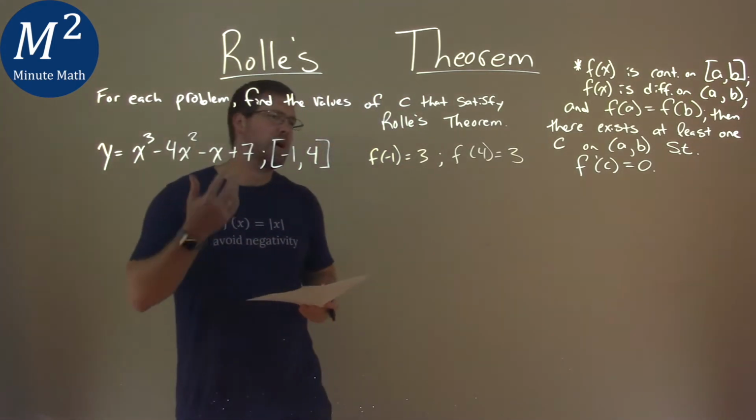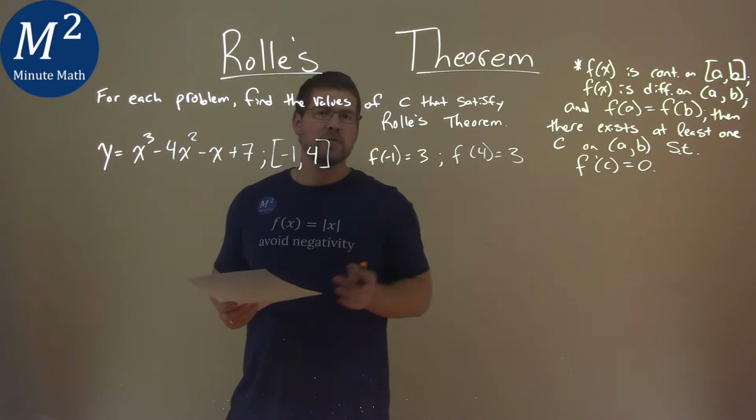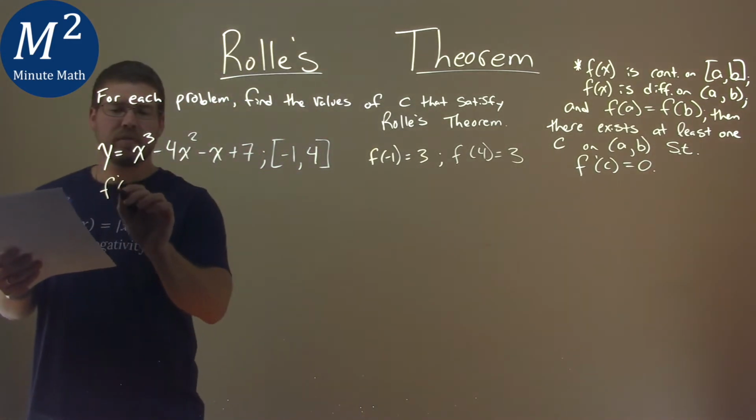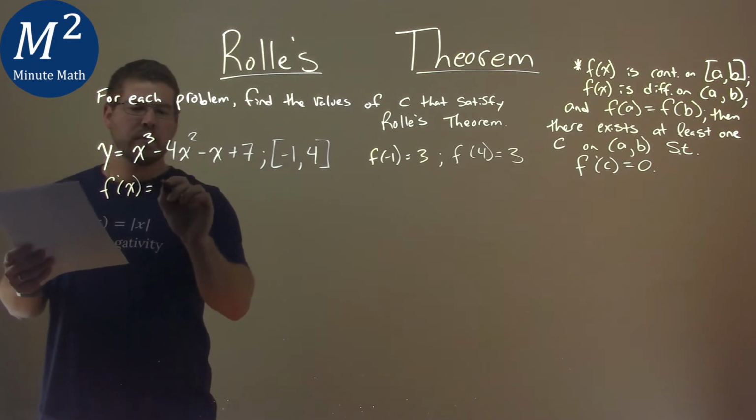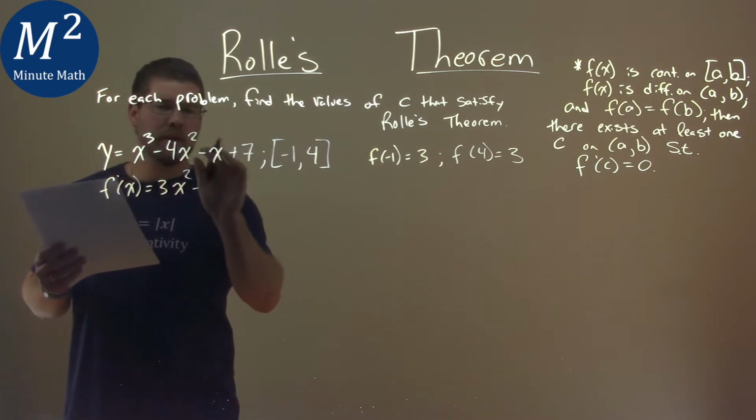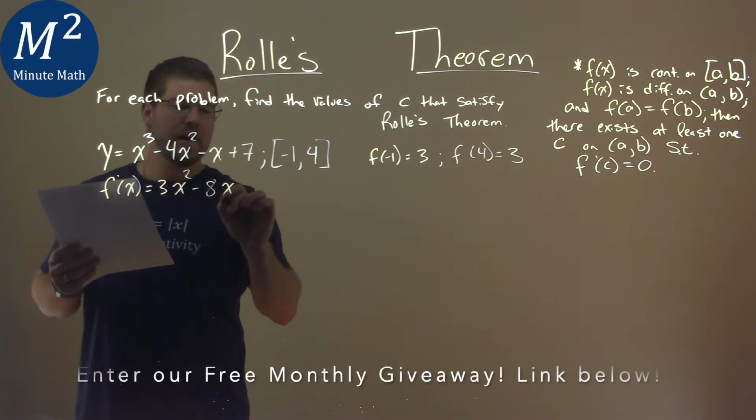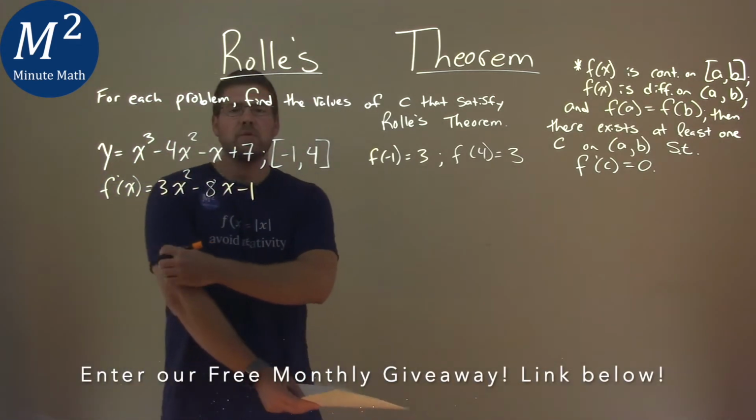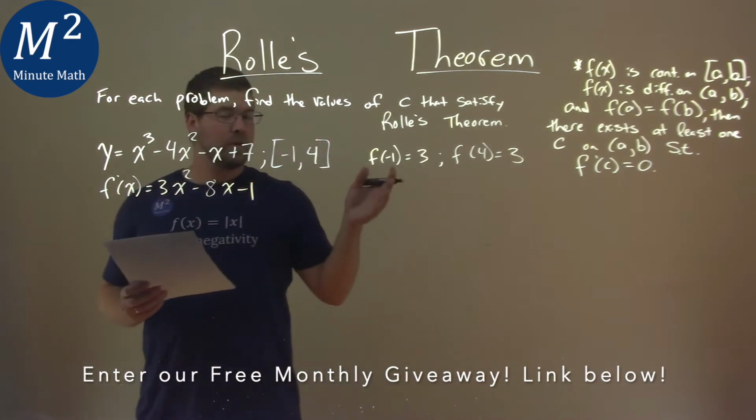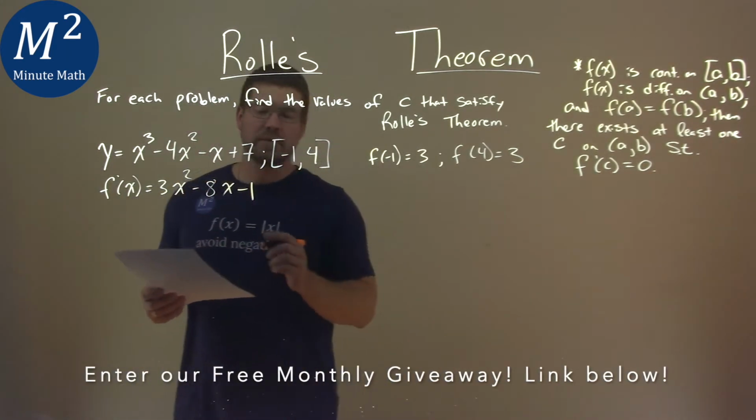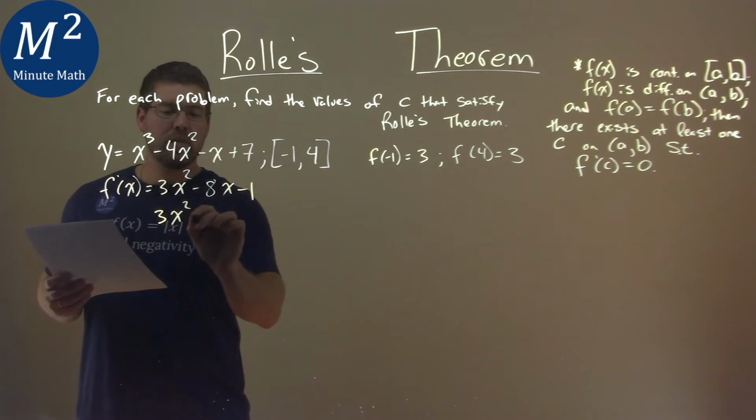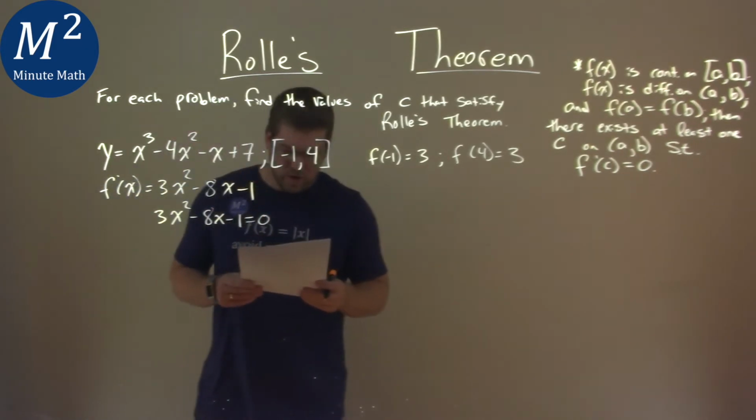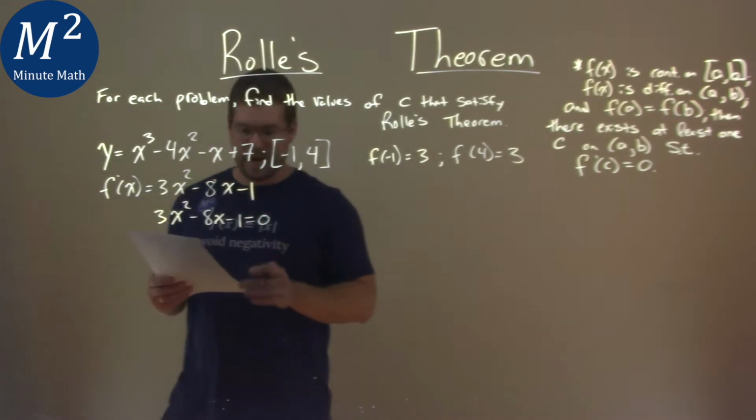So we now can apply Rolle's theorem. We have to first find f prime of x. So let's go find f prime of x, take the derivative here. 3 comes down, 3x squared now, minus 2 times 4 is 8, x to the first power, minus 1. And so we have our derivative here. We can apply Rolle's theorem by taking this derivative and setting it equal to 0. 3x squared minus 8x minus 1 equals 0, and we have to solve for this x value.